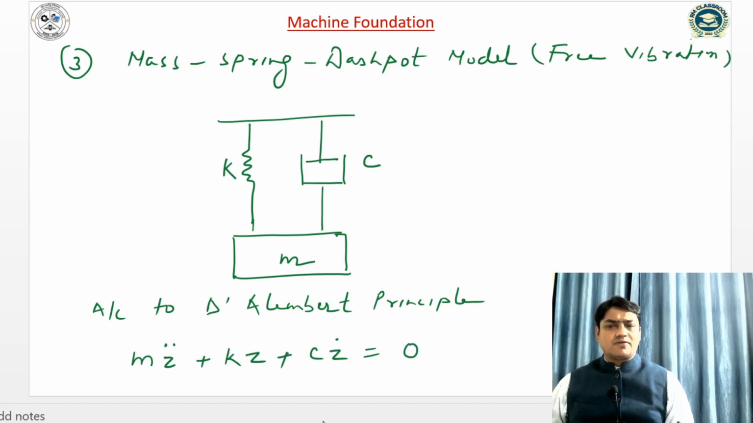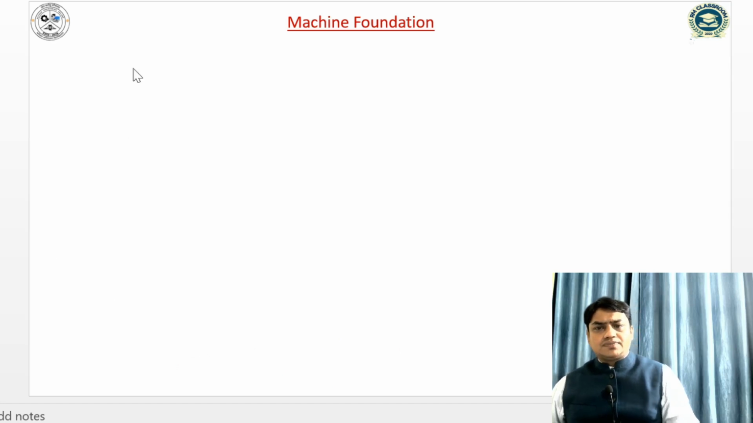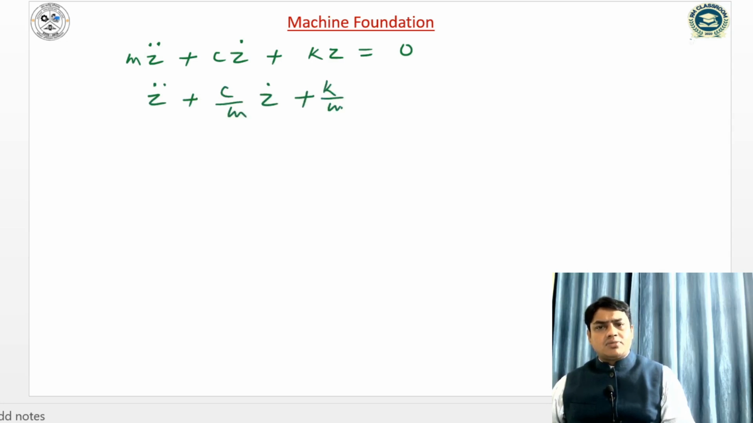So there is no external force. So we can write m z double dot plus c z dot plus k into z is equal to 0, or we can write z double dot plus c by m into z dot plus k by m into z is equal to 0. Let us assume this is equation first.